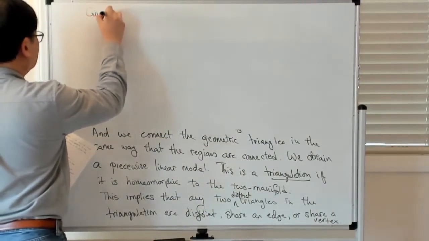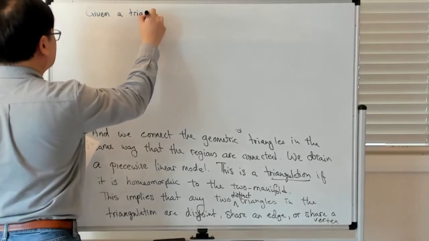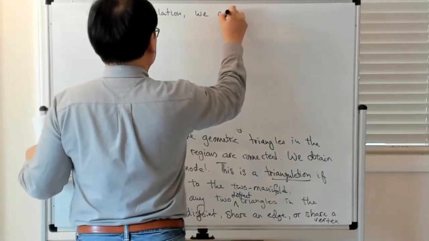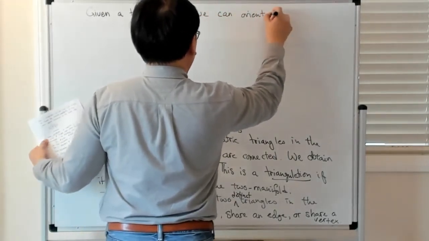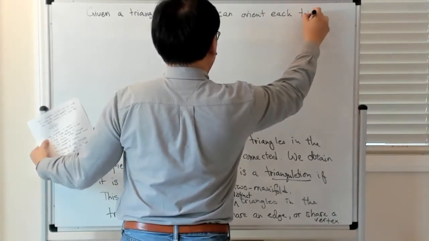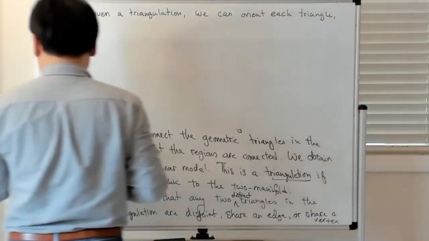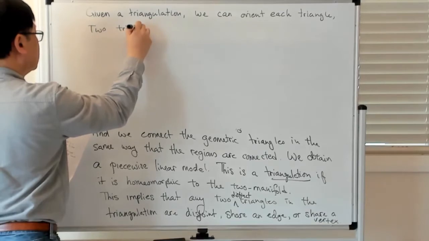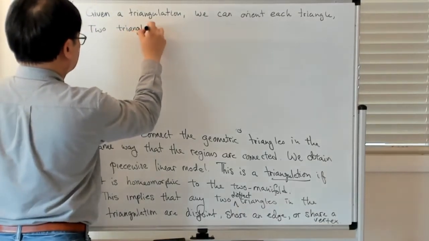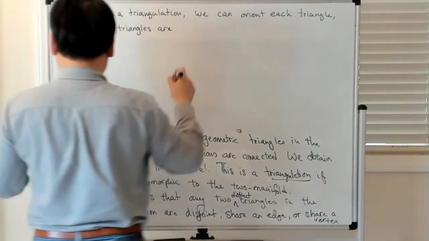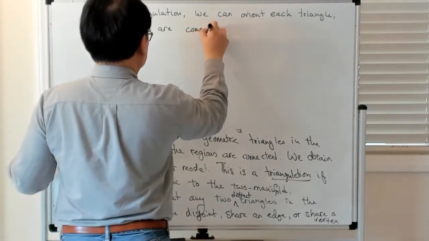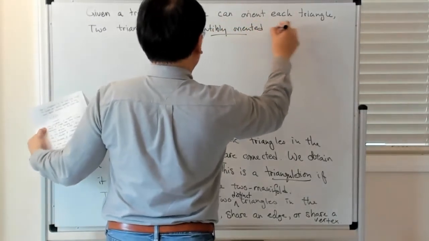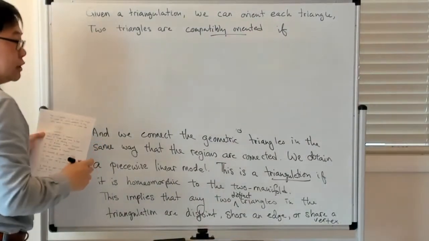So given a triangulation, we can orient each triangle, and then two triangles are compatibly oriented if they induce opposite orientations on a shared edge.